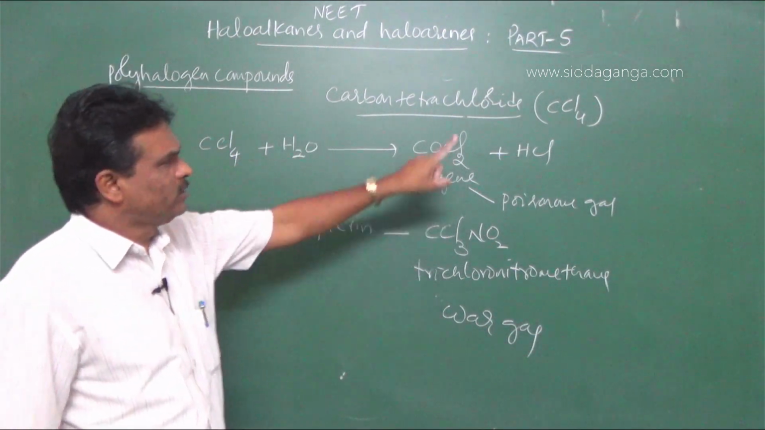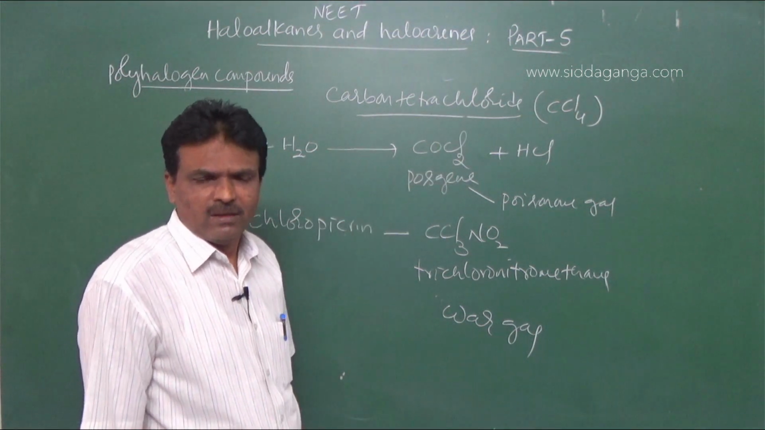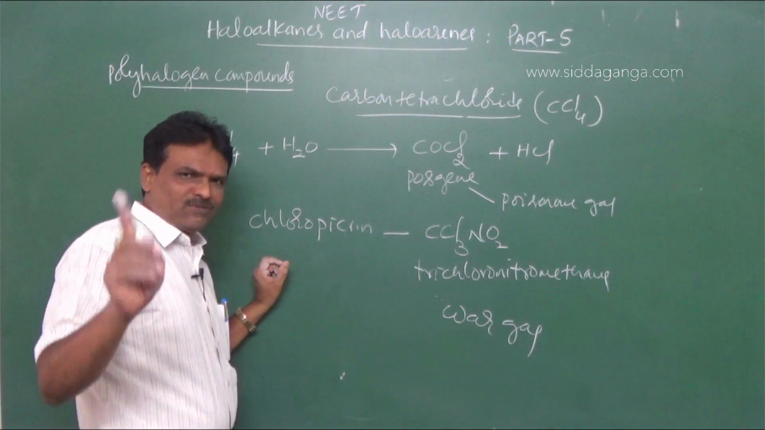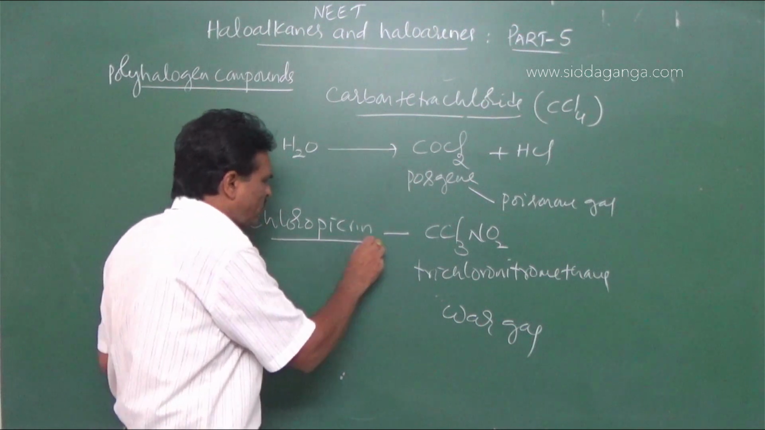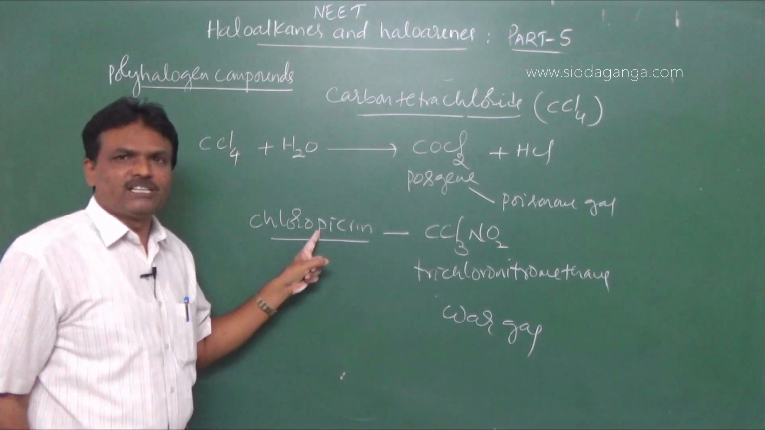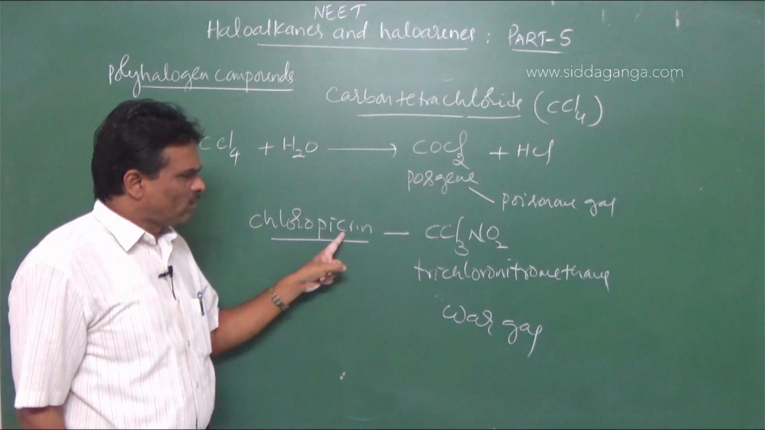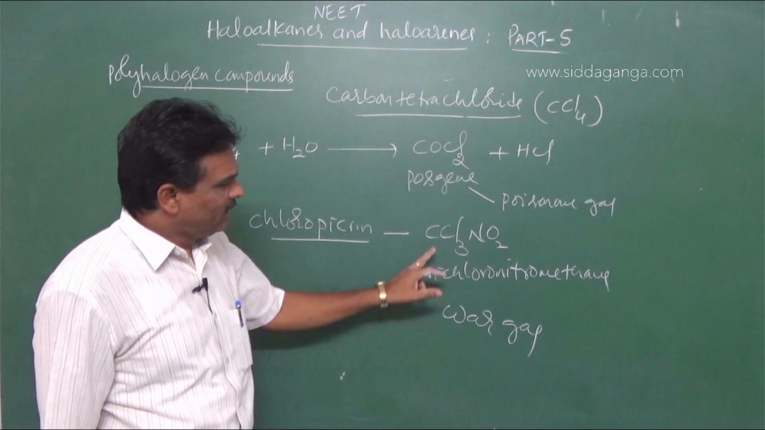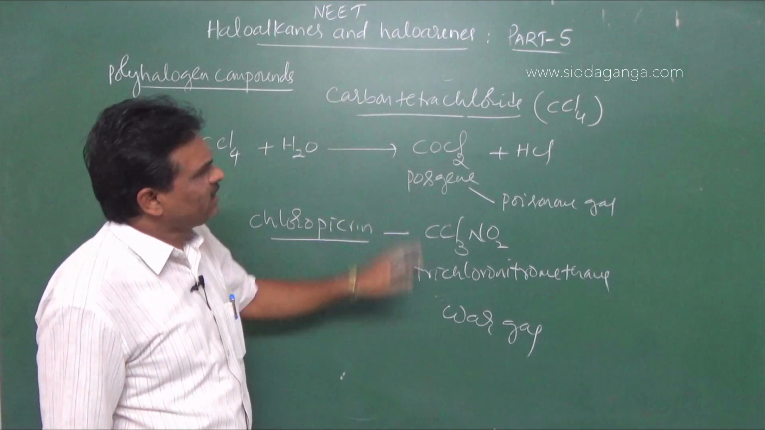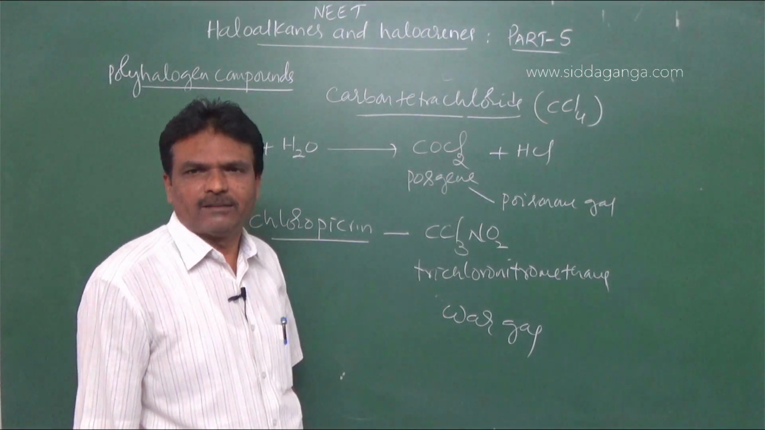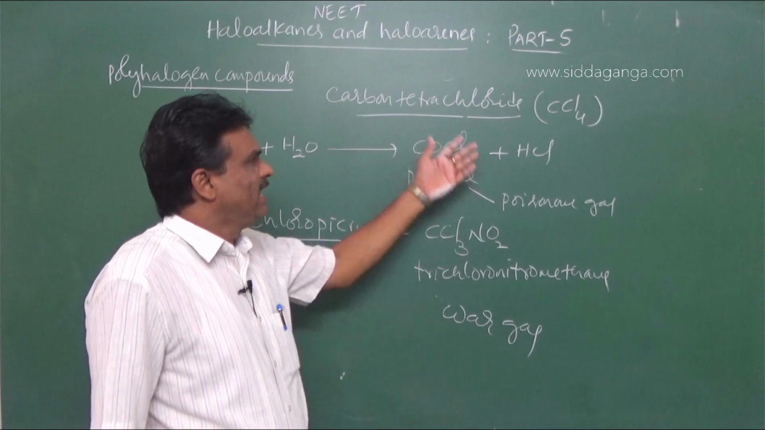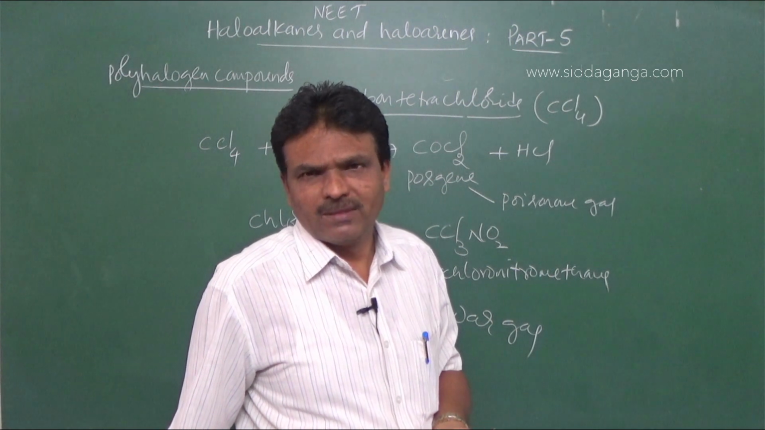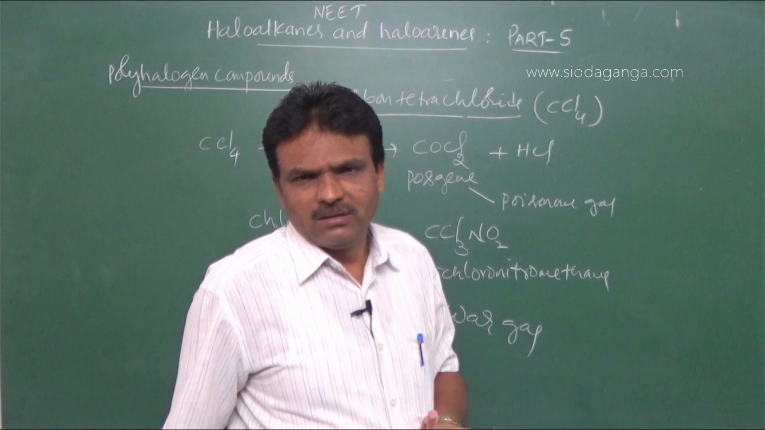Carbon tetrachloride is used as an industrial solvent, in fire extinguishers, and in the preparation of the war gas chloropicrin. The chemical name of chloropicrin is trichloronitromethane. These are the uses of carbon tetrachloride. Inhaling carbon tetrachloride causes dizziness, fatigue and nausea. Clear?